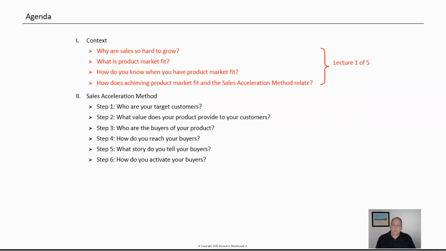So here's the agenda. Like I said, this is going to be a series of lectures, and in fact 5 lectures that we'll use to cover the sales acceleration method. And these lectures are not going to be long. They're going to be in 15 or 20-minute chunks to allow you to absorb the material easily and effectively. So in this first lecture today, what I'm going to go through are answering 4 key questions to set the context of the sales acceleration method.